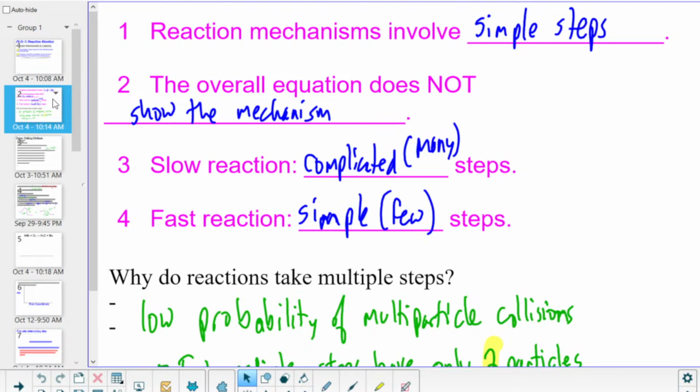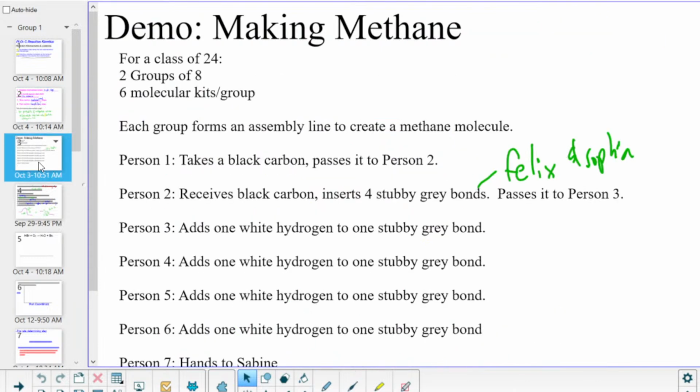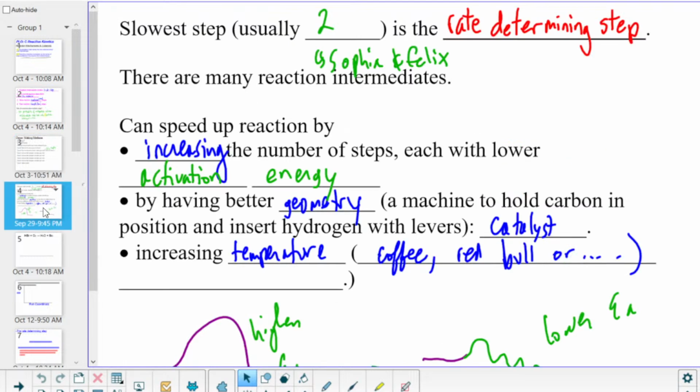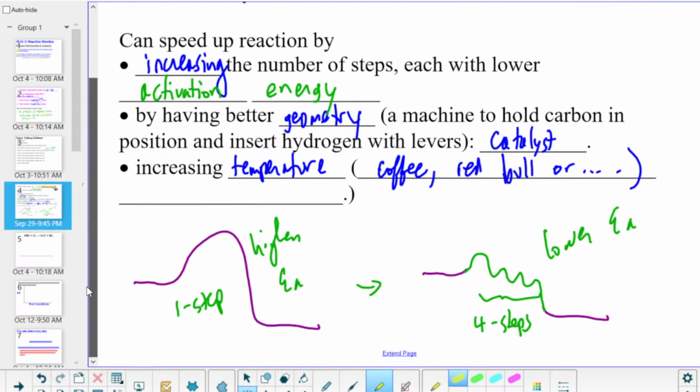Last day, we started talking about reaction steps and intermediate steps and looking for the different steps of a reaction. We did the demo with methane. It turns out Felix and Sophia were the weakest link. They were what's called the rate determining step. If we have a one-step reaction that has a very high activation energy, we might be able to lower that activation energy by increasing the number of steps, and if we lower the amount of energy, it will go faster.